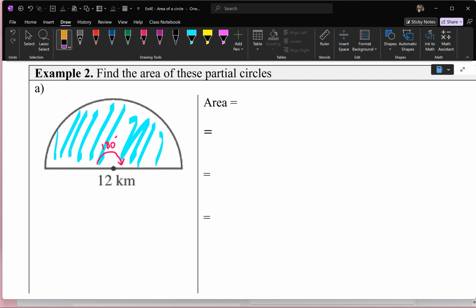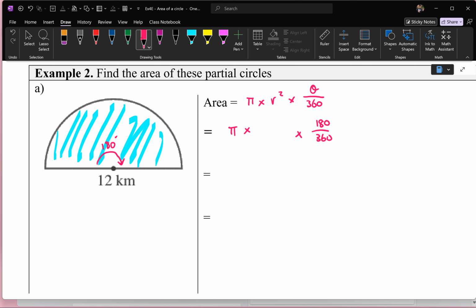Area formula is pi times radius squared times the angle out of 360. Now I know pi, I'm going to use the pi symbol, not approximated, because I didn't ask for approximate. The angle that I want is 180 out of 360, but what is my radius? What's my radius here? Let's go with Ben D. What's my radius?